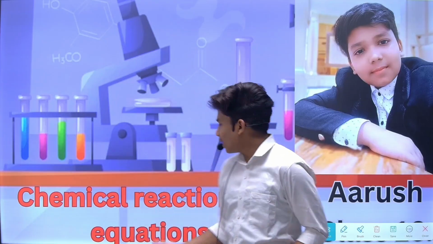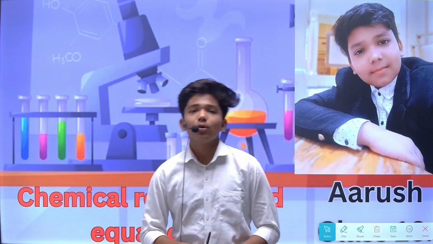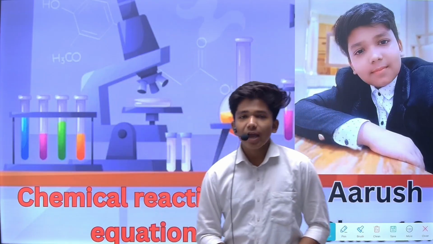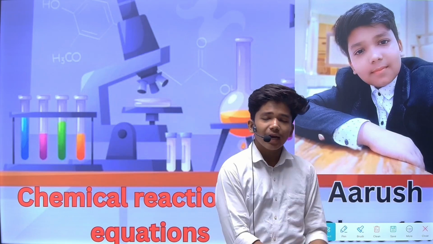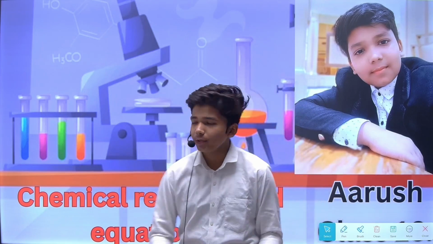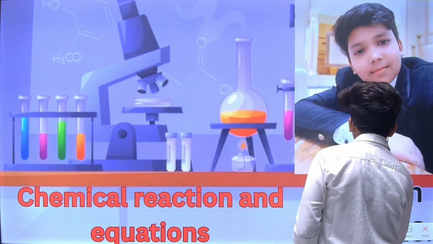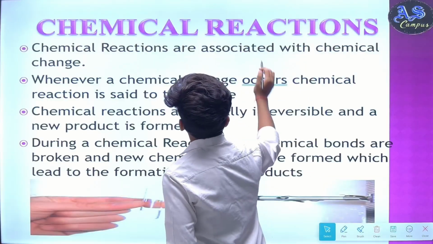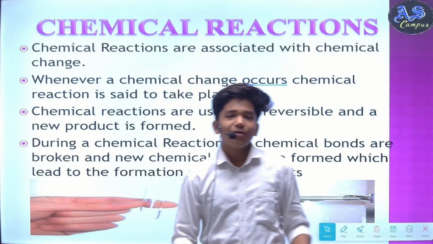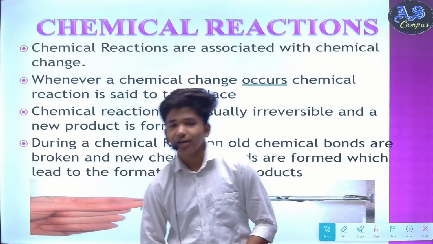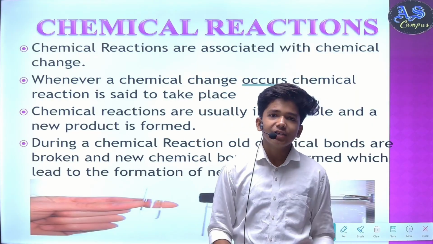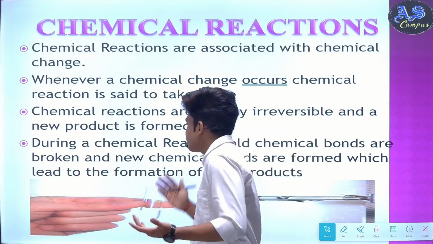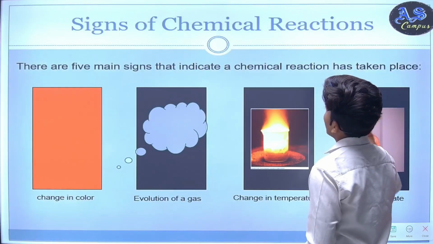In a chemical reaction, there is a formation of a new substance, and it is irreversible in nature. Next, what are chemical equations? Chemical equations are equations which have reactants on the left hand side and products on the right hand side. So let us dive into the beautiful world of chemistry. A reaction which takes place after a chemical change is known as a chemical reaction.